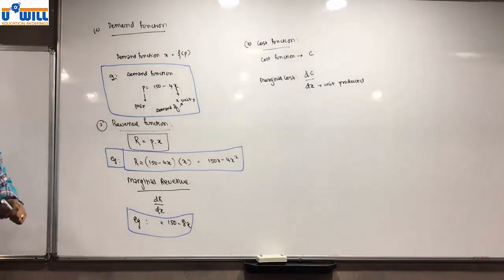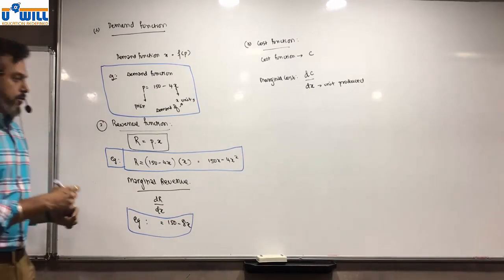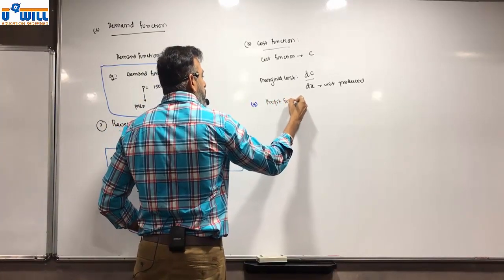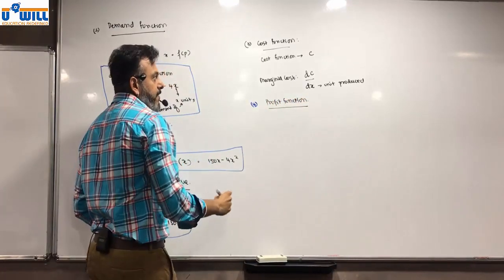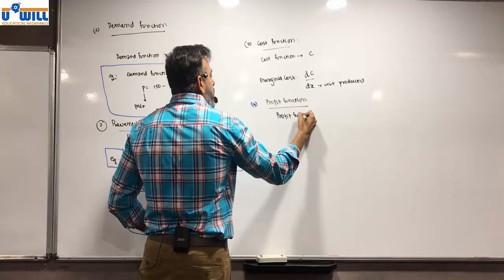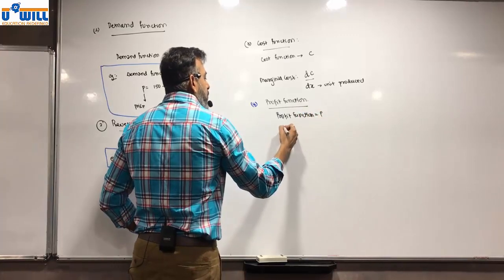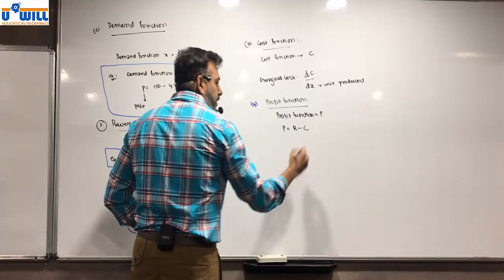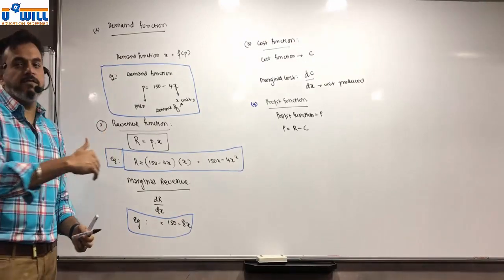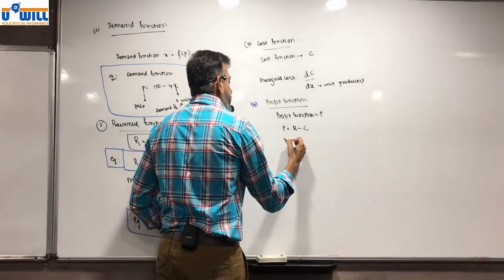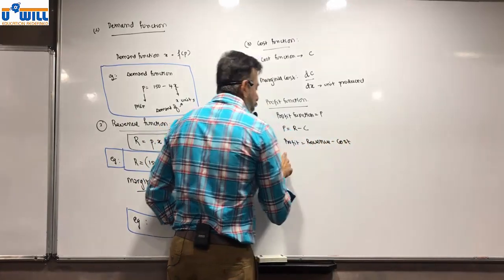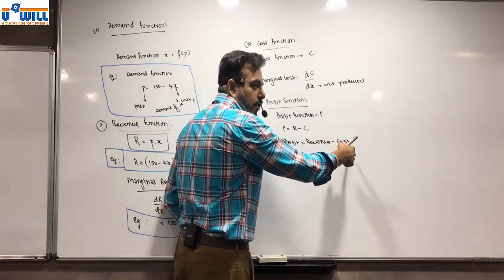I would like to add one more to this. Fourth, profit function is denoted by P. Now P is equal to R minus C. Do you have any doubt in this? Profit is equal to revenue minus cost. So profit function is revenue function minus cost function.